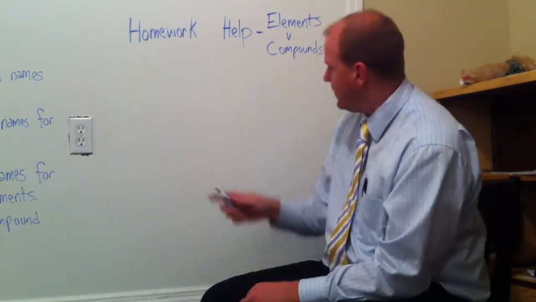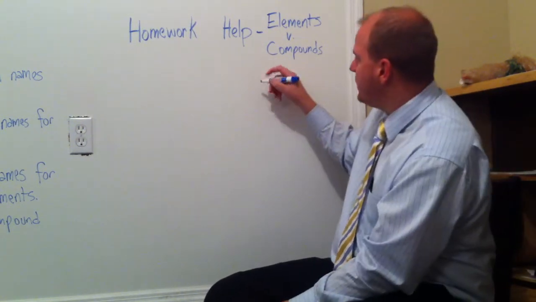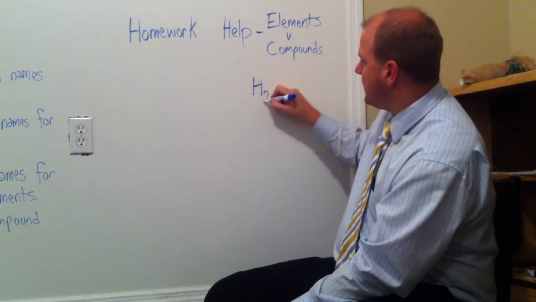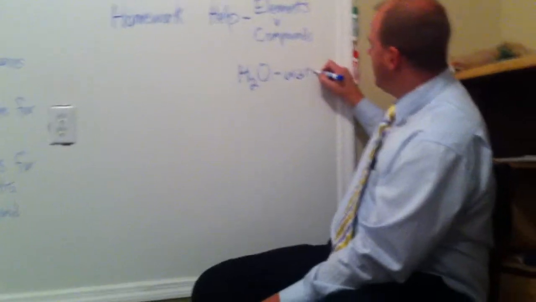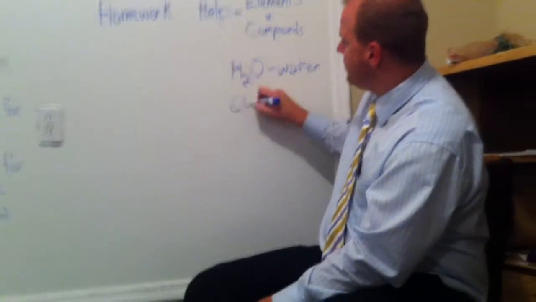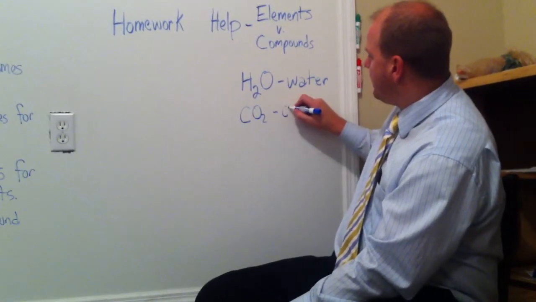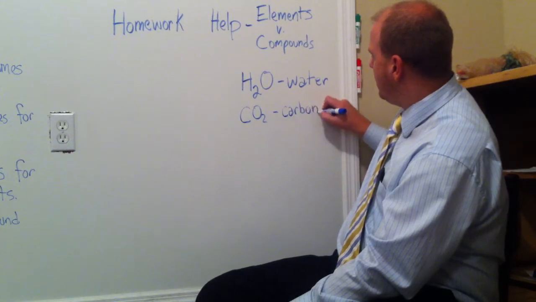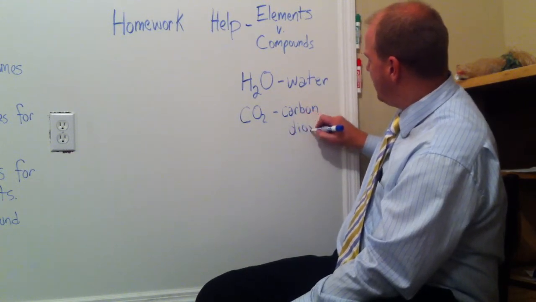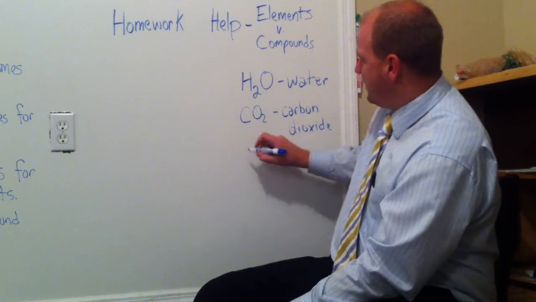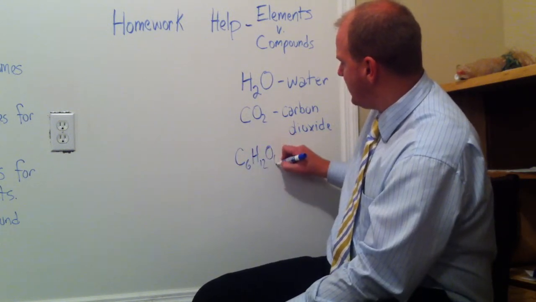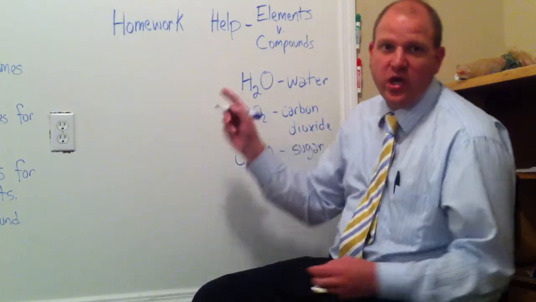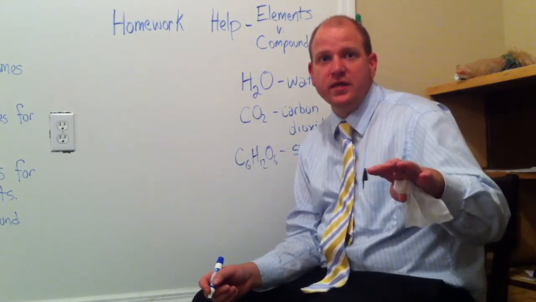Now, once again, whenever you do this, you would just write out their formula. So here's H2O, which is water. You have CO2, which is carbon dioxide. There's C6H12O6, which is sugar. And you can go on and you can do a number of these.